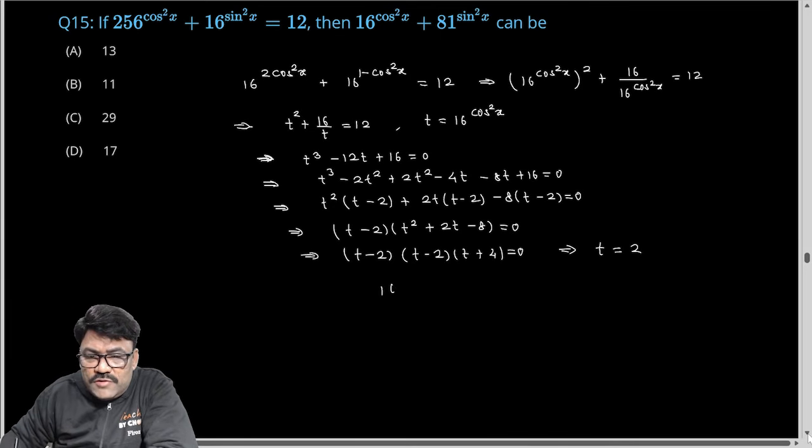And t is basically what? 16 raised to cos square x. It is equal to 2. 2 can be written as 16 raised to 1 by 4. So hence cos square x is 1 by 4.